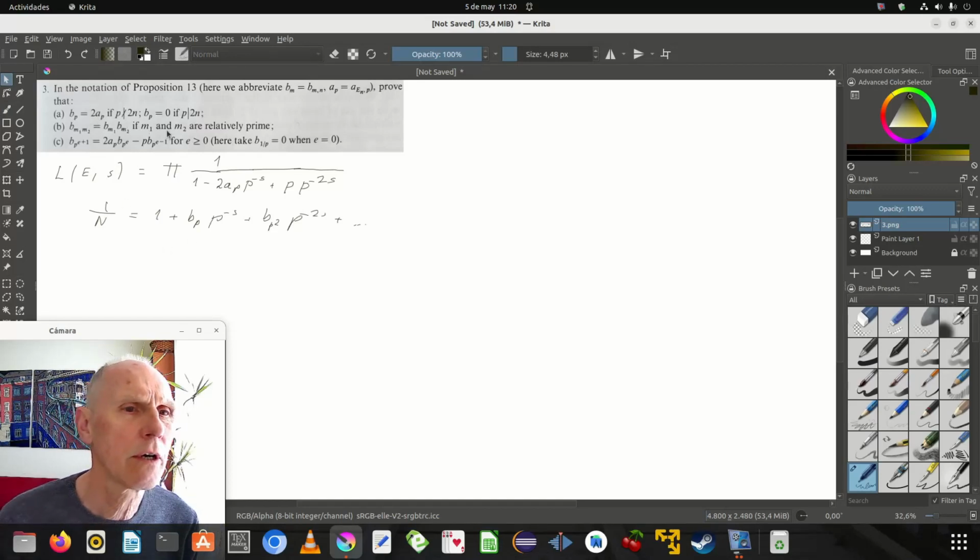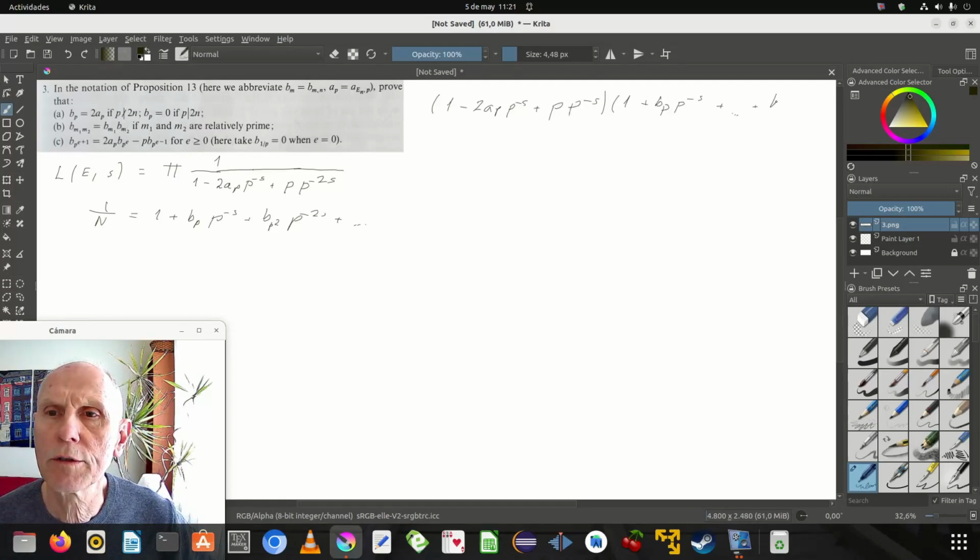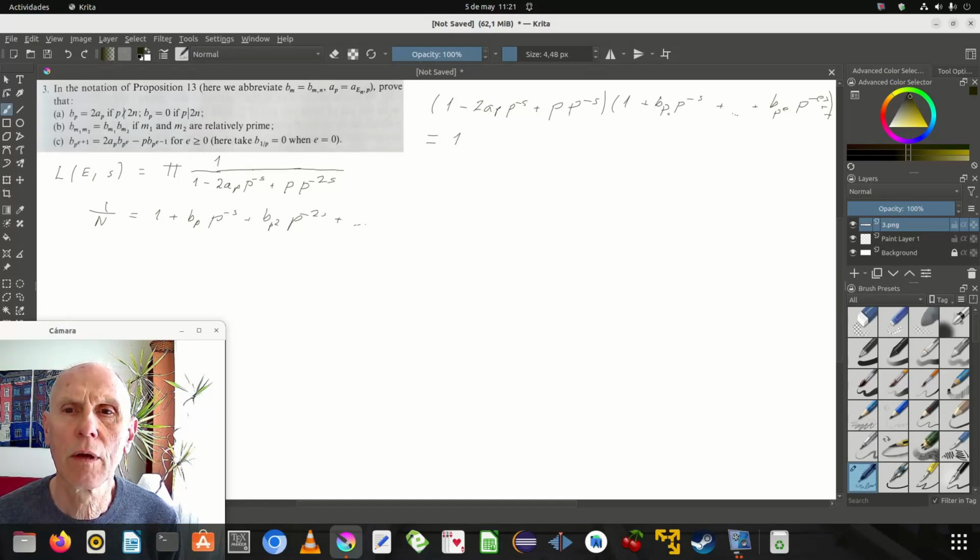Then we just actually thought that AP was naught if P divided 2n. All right. Now we have to multiply these and see what we get. A typical term is BP to E, P minus Es, etc. And that gives 1 plus BP minus 2s minus 2AP times P to minus s.